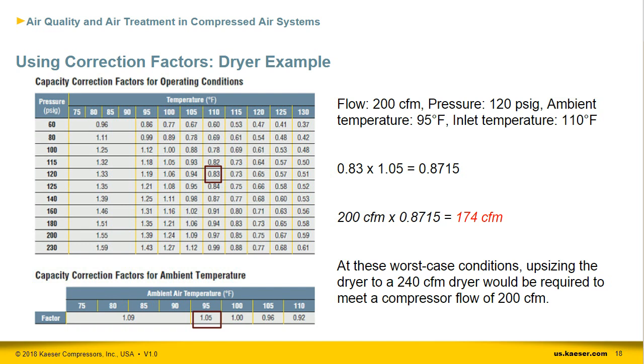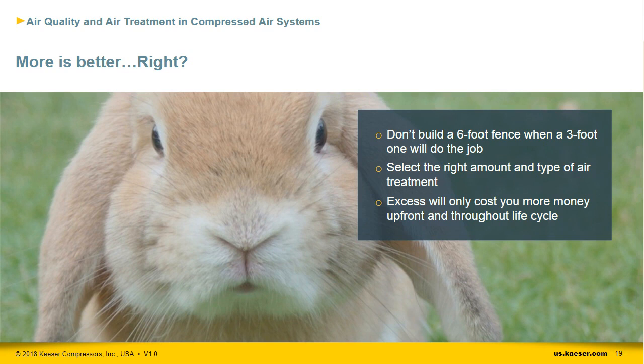Our next misconception is more is better, meaning more or a higher level of protection. Think of it this way. If your garden has a rabbit problem, you're going to build a fence. Will you spend the extra time, materials, and labor to build a 6-foot fence? Or will you go with a 3-foot fence, which is appropriate for that particular job? It's the same with your compressed air system. You want to choose the right components for your particular process.